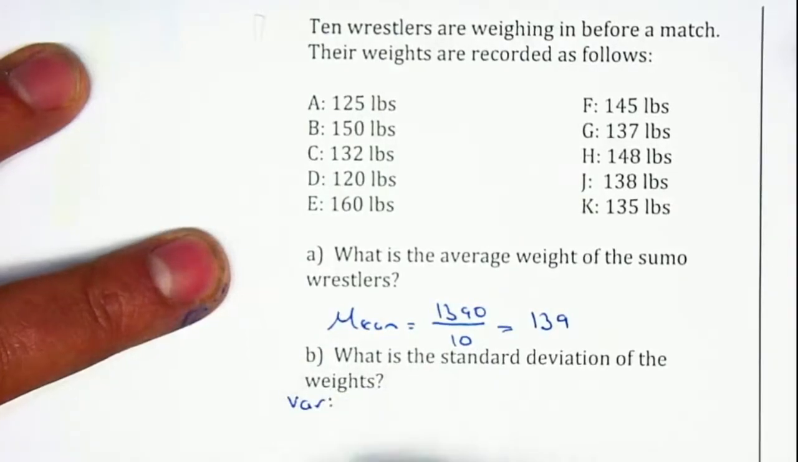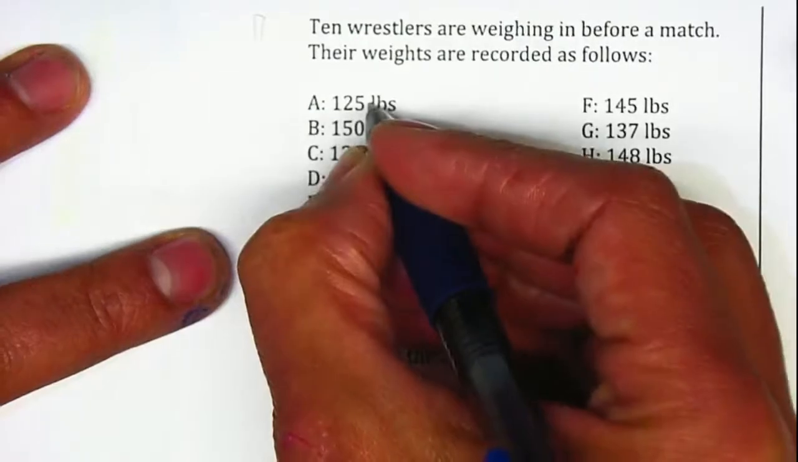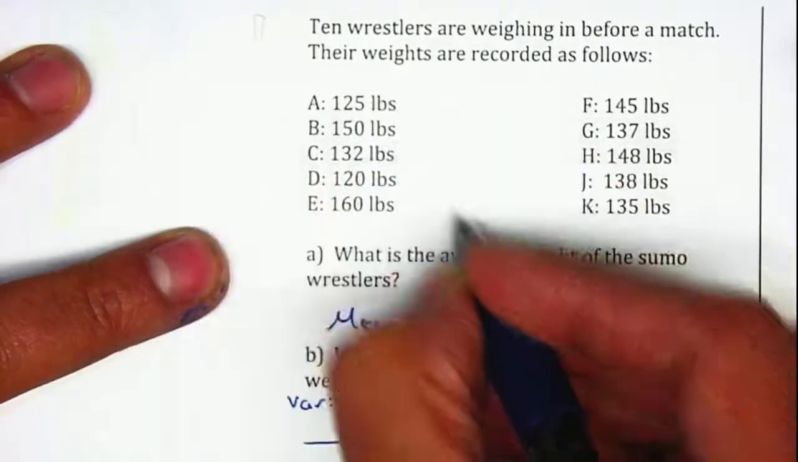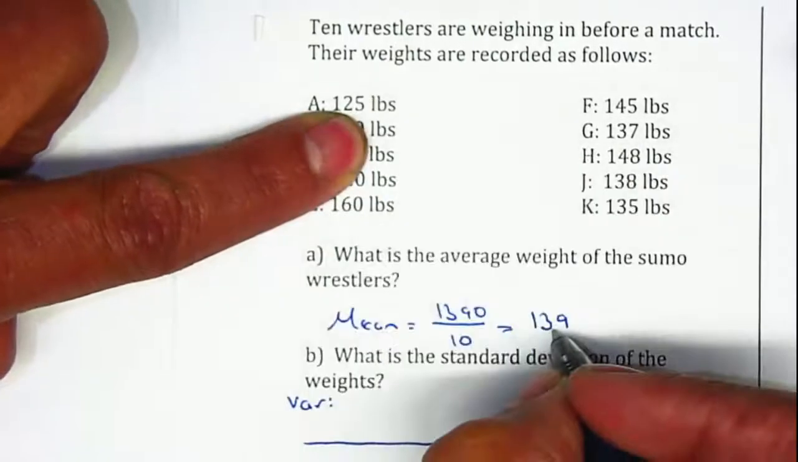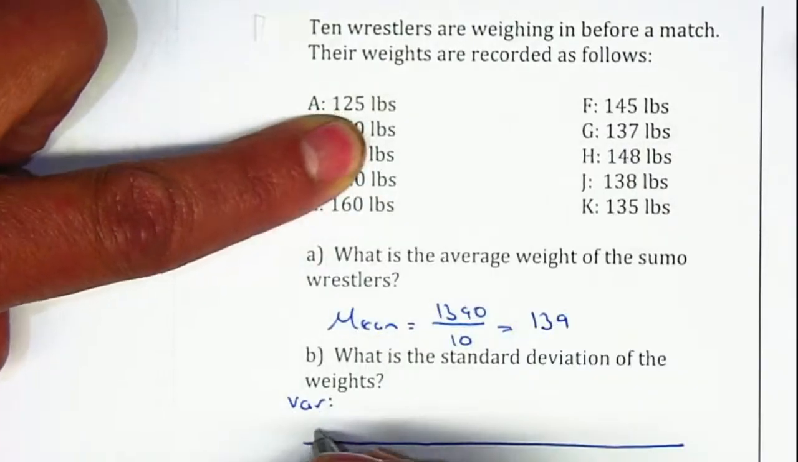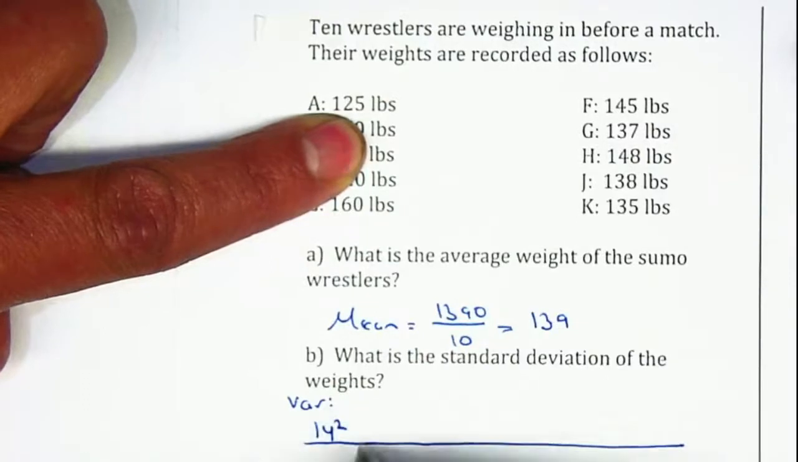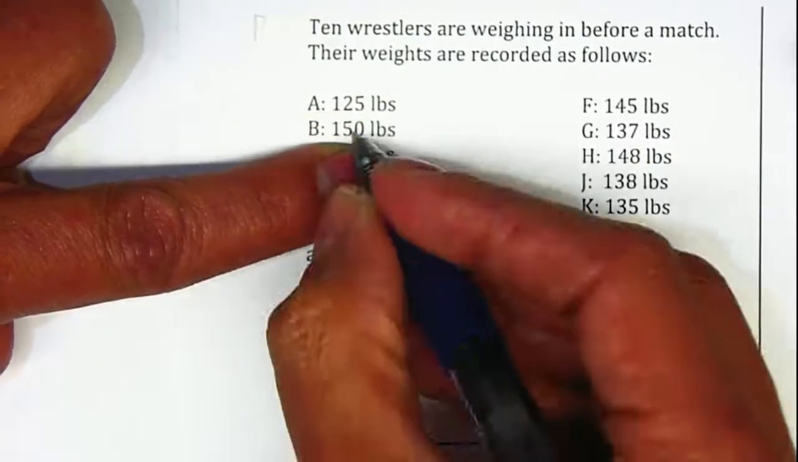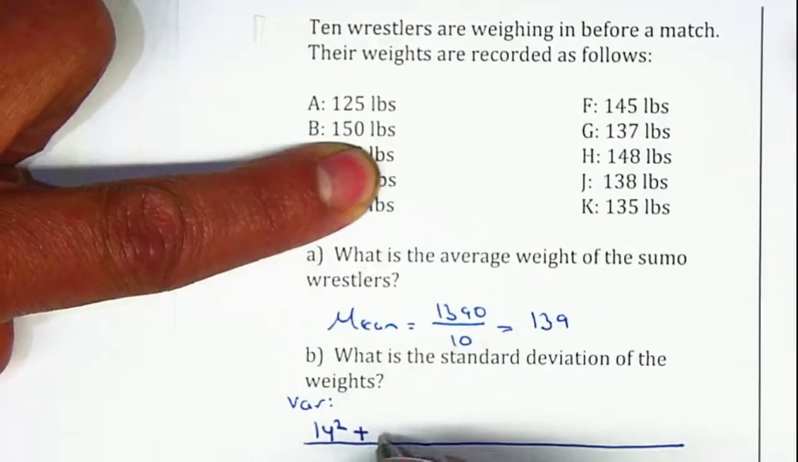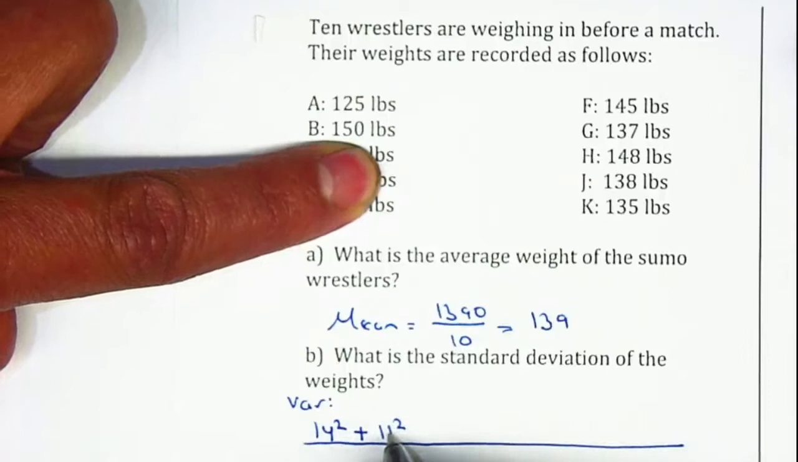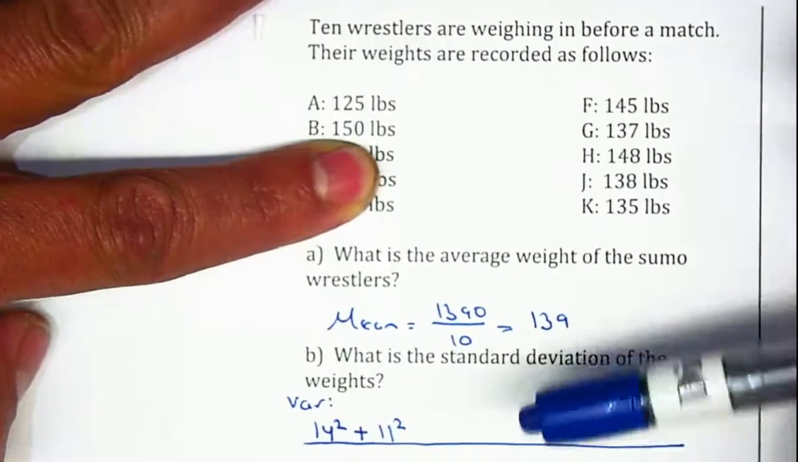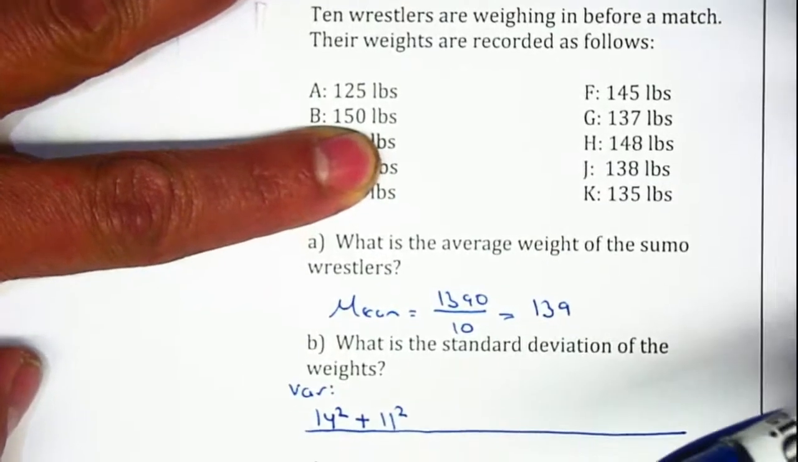To find the variance, we are going to take the difference between each of the wrestlers' weight and the mean. We're going to do 125 minus 139, which is 14, and then we're going to square it. Plus 150 minus 139 is 11, and we're going to square it. Don't worry if it's negative or positive, because we are going to square it. We are just concerned about the positive aspect. It's always going to be positive once we square.